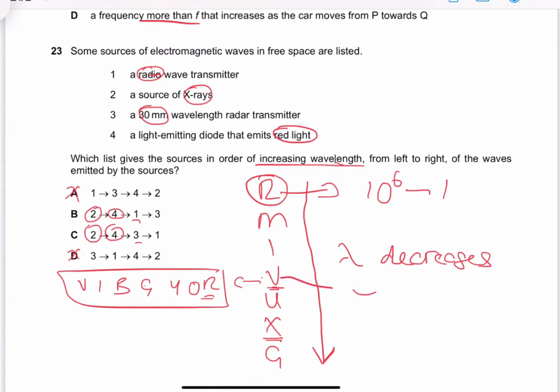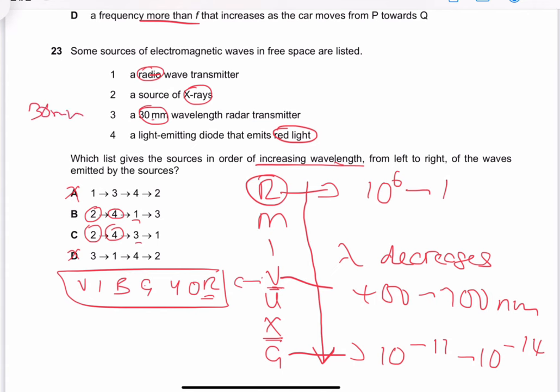For example, visible light, about 400 to 700 nanometers. Gamma rays, 10^-11 to 10^-14 or 16. There are a lot of textbooks that say a lot of things, but they usually give ranges with these kinds of questions. So it's very important for you to be able to just memorize it in a way that you can understand. So that would mean that 3 has to be smaller, because obviously radio waves are much bigger than 0.03, because this is 30 millimeters, right? So they have 30 millimeters divided by 1,000. So it has to be much bigger than that. So our answer becomes C.